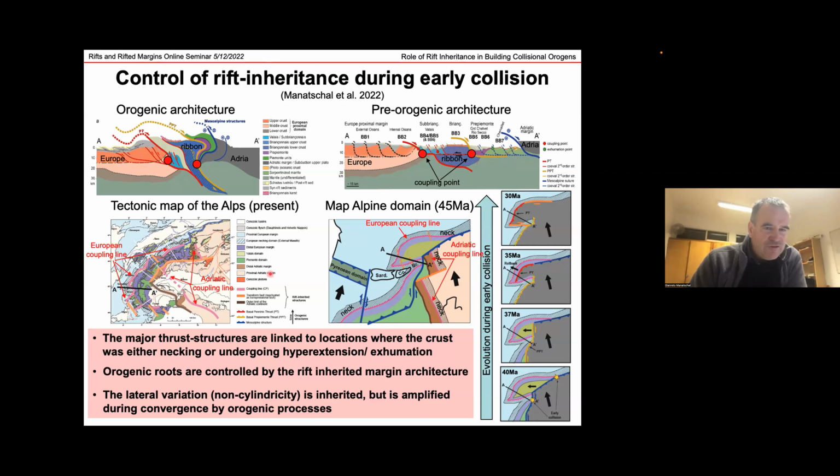We can restore these domains back to 45 million years with the model of Gianluca, and we can show the situation the day before we went to collision in the Alps. And you see that the geometries are very complex. You can see that Adria moves towards the north, it gets locally to first collision, but you still have domains like the Valais or the ribbons that are not yet affected by the deformation.